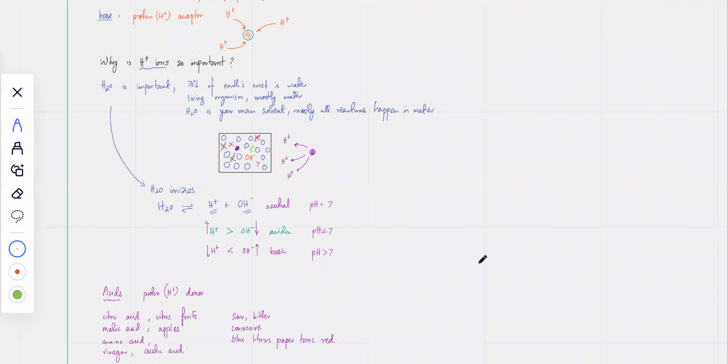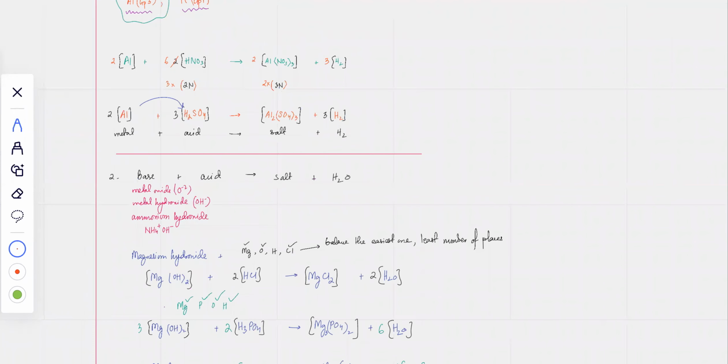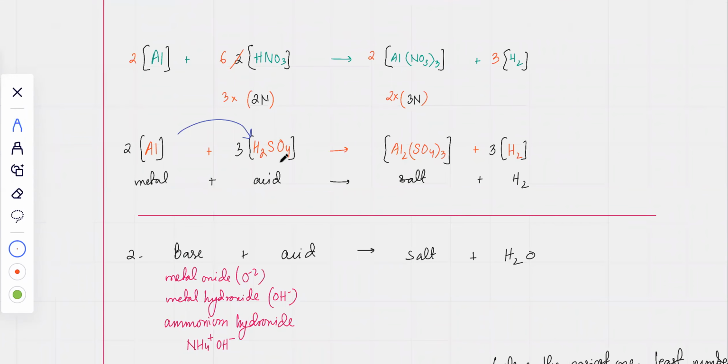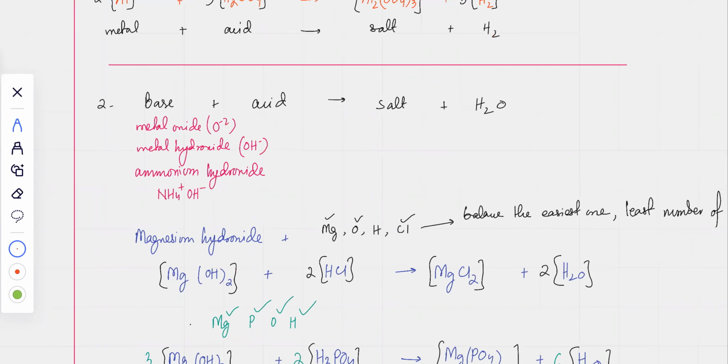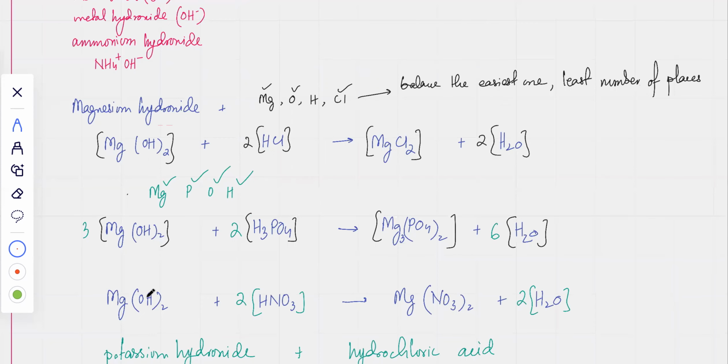And the first reaction that we did was what? It was a metal plus acid reaction. In that reaction, you got a salt and H2 gas, and then you did another reaction where you had a base plus acid reaction. And in that case, you had a salt and a water molecule.